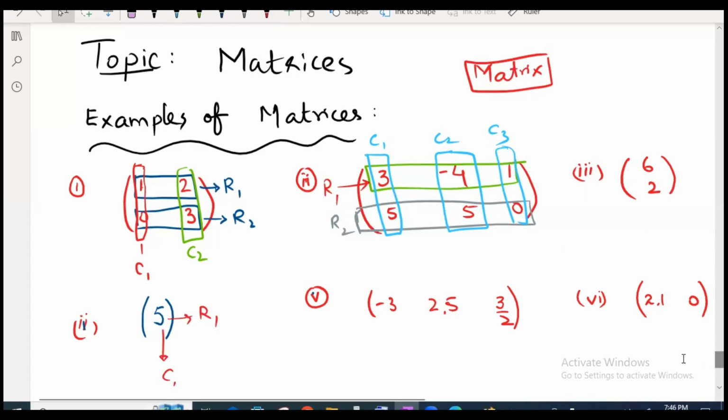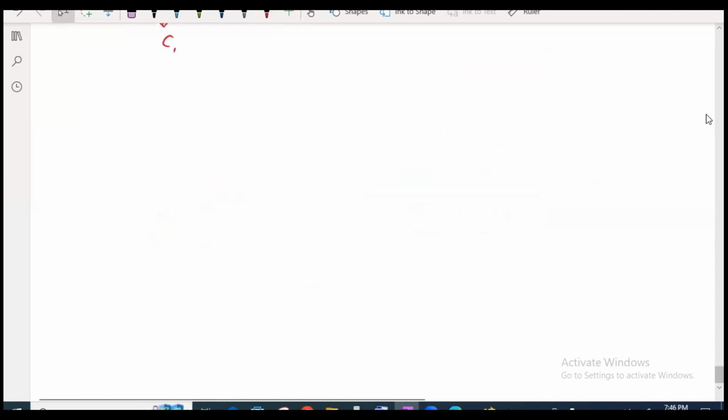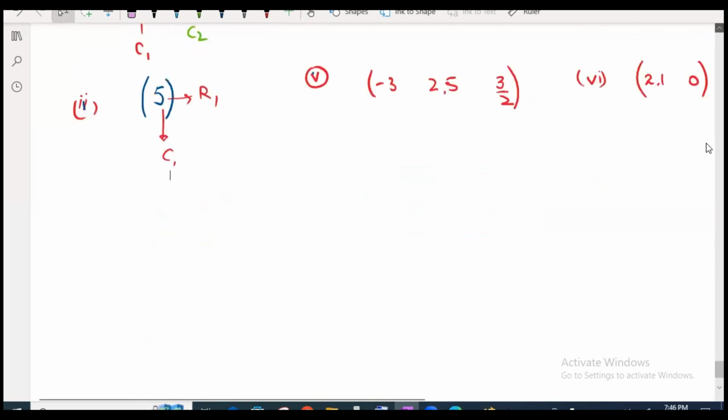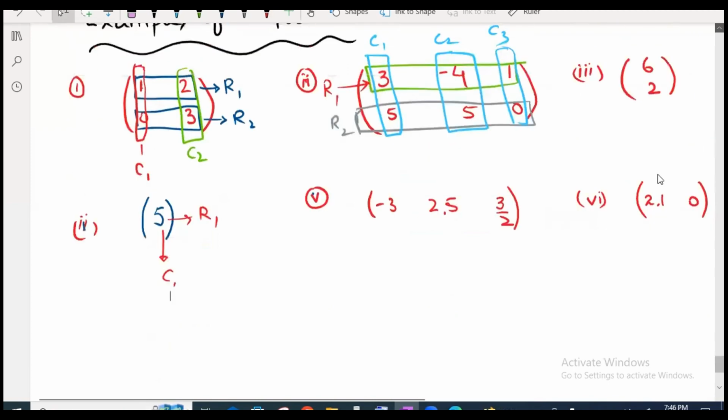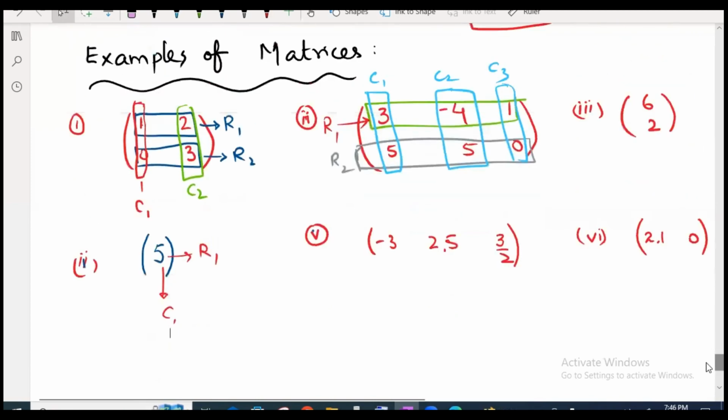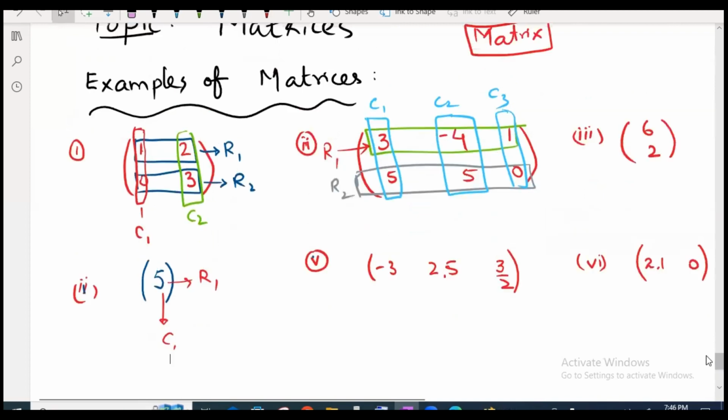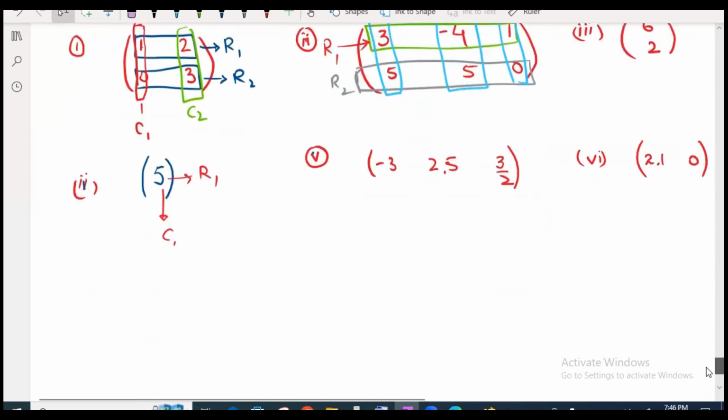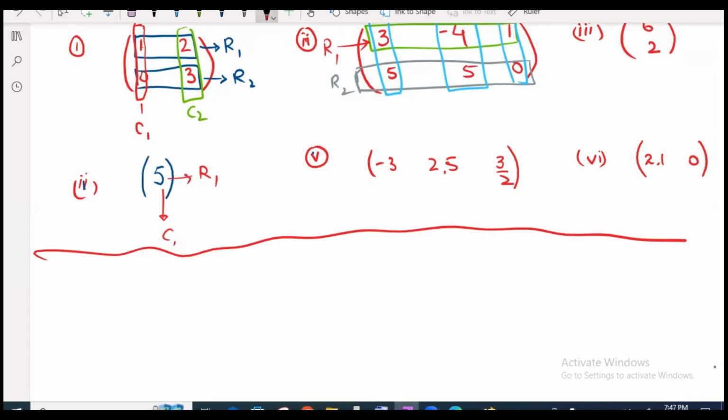Have you written these types of matrices? Now, the next concept is the order of a matrix. Note it down. Next concept is order of a matrix. Make it a heading: Order of a matrix.